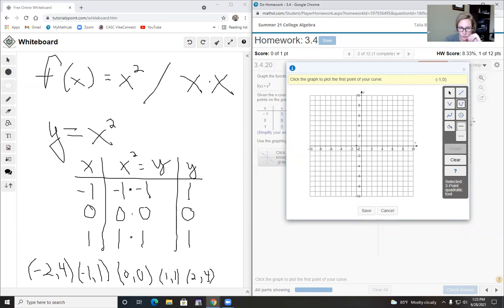So -1, 1, 0, 0, and 1, 1. If I wanted to go ahead and check it for my 2, I could. If I was at 2, we would have 2 to the 4th power, so we could go on up, and we see that it crosses at 2, 4. If we did 3, 3 times 3 is 9, so we could see that it crosses right there at 3, 9 as well. -2, positive 4. So this would be our graph.